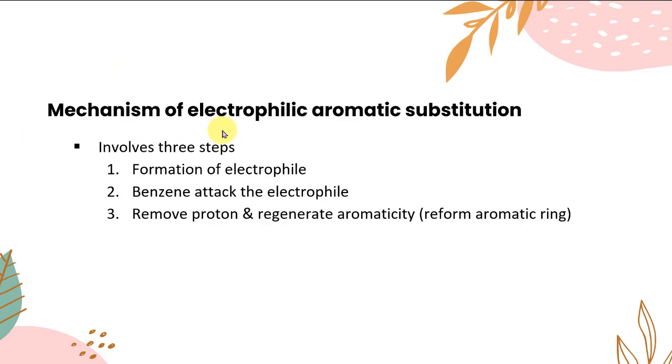The mechanisms of electrophilic aromatic substitutions involve three steps. The first step, formation of the electrophile, the electron deficient species. Step number 2, benzene will attack the electrophile. Step number 3, to remove the proton and regenerate aromaticity. This is to reform the aromatic benzene ring.